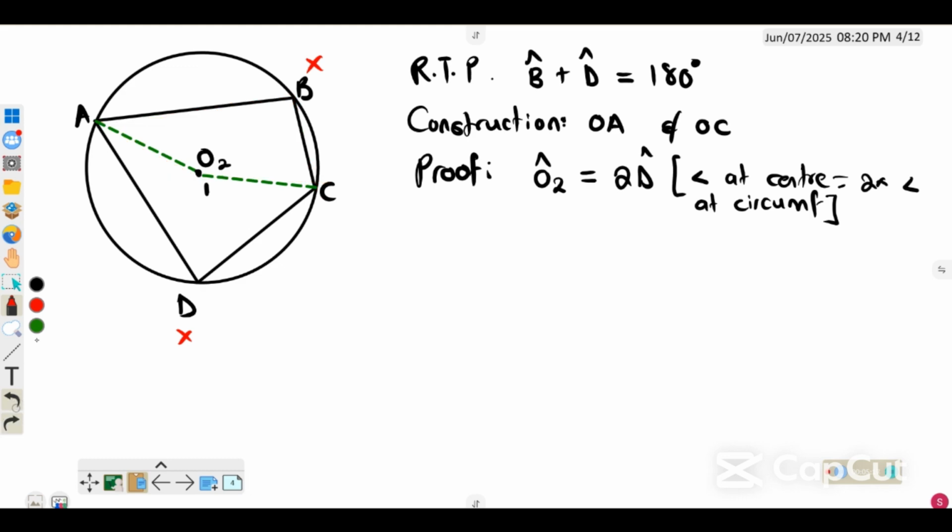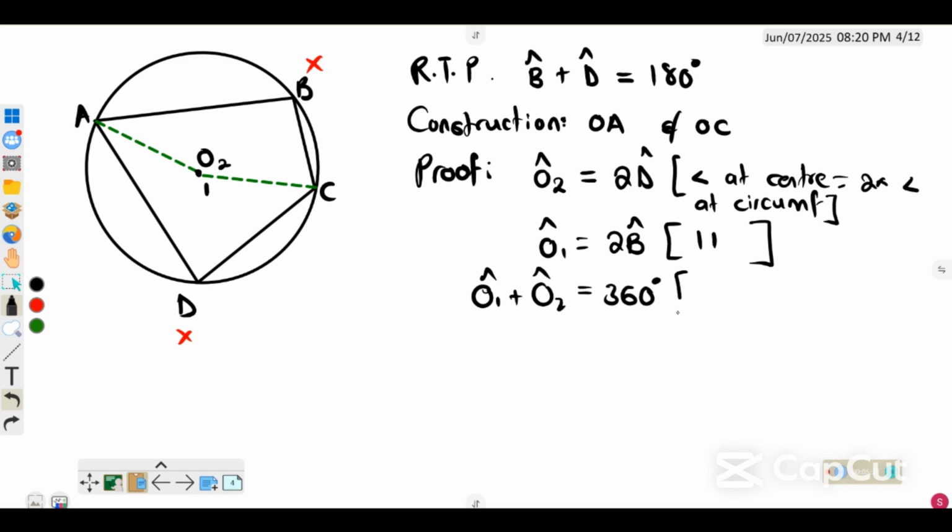Similar to this now. So we have angle O1, which will be what? Twice angle B. For the very same reason, angle at center equals 2 times angle at circumference. But if we add angle O1 to angle O2, this should give us 360 degrees. And why is that? These are angles around a point, or it's simply a revolution.